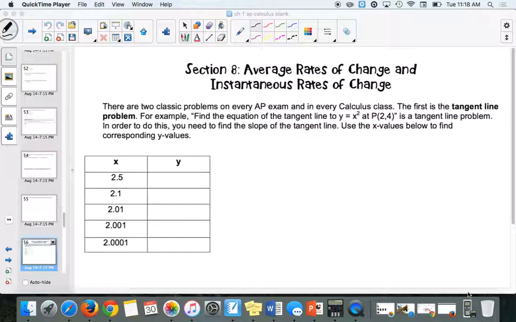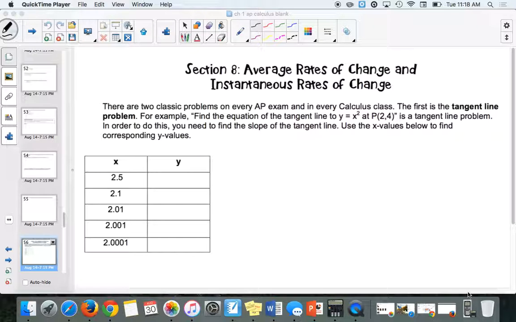In AP Calculus, there are two classic problems. So these two questions led to calculus. All right, so the first question has to do with a tangent line. So it's finding the equation of a tangent line for a curve. Okay, so this example says find the equation of the tangent line to y equals x squared at the point (2, 4).